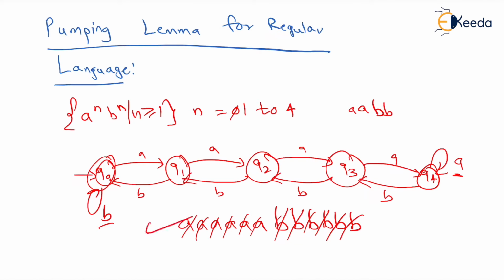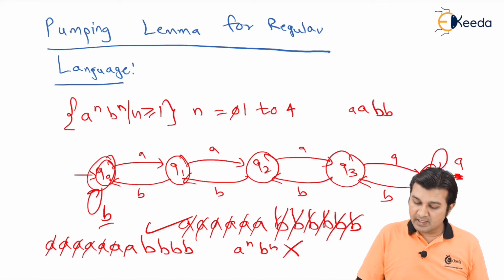But friends, what if I have an input like a followed by 4 b's, or maybe a larger number of a's followed by this? First and foremost, this is not of the form a raised to n, b raised to n, because the number of a's is greater than the number of b's. So this should not be accepted by the machine which we have designed. Let's see whether this machine does not accept it. For the first 4 a's, I go from q0 to q4. For the remaining 3 a's, my q4 is going to run in a cycle and take all these a's.